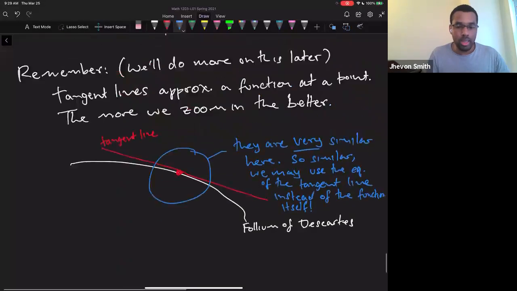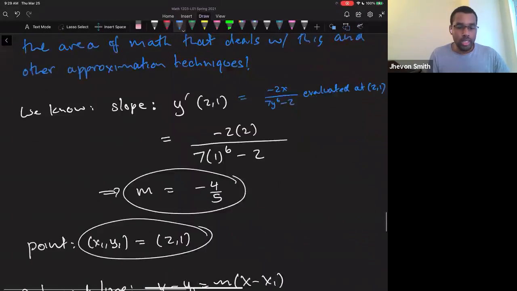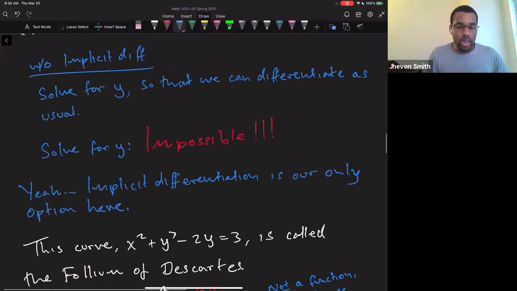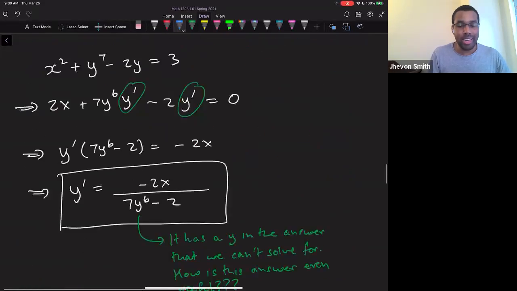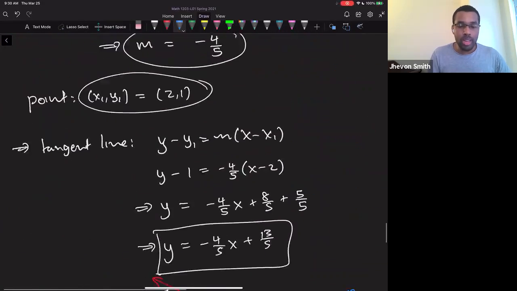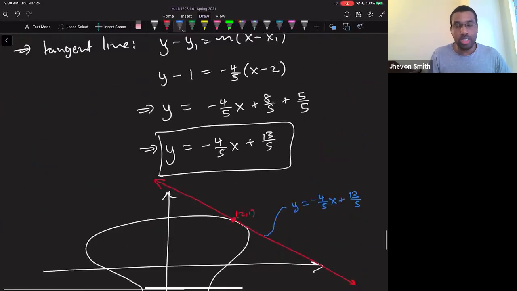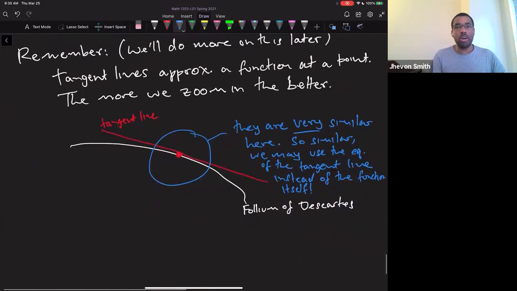And we'll do some of that a little bit more, where we'll actually use a tangent line to approximate a function. So here's a very important function, very nice graph. However, I can't solve for the y. However, I can do calculus on it anyway with the power of implicit differentiation. And because I have numerical analysis, I can find coordinates on that graph. I can find tangent lines at any points. And if I'm at a point that I care about, I can use the equation of the tangent line in lieu of the equation of the function to talk about the behavior of the function.